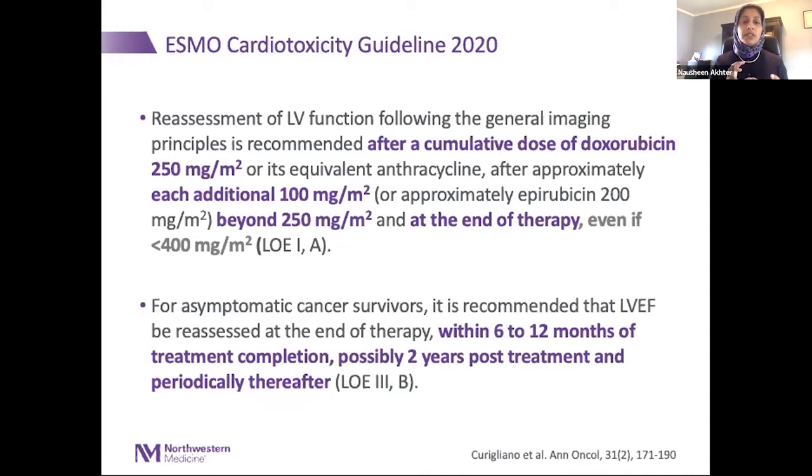They also start to give a little bit of guidance with regards to what we should do with these patients moving forward. We have some data with our pediatric cancer survivors, but really a lack of data in our adult cancer survivors. So here they recommend that for asymptomatic cancer survivors, an LVEF be reassessed at the end of therapy, within 6 to 12 months post-completion, possibly at 2-year intervals or periodically thereafter, and most definitely if a patient presents with symptoms.